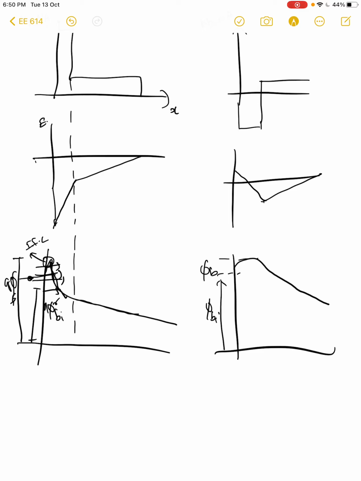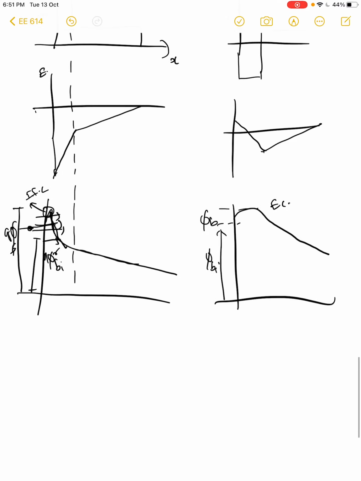So the shape of the electric field, the direction of the electric field here gives you a different slope in the conduction band, right? So the conduction band actually starts to rise before it starts to fall, so giving you a larger or higher barrier than the other case, right? So this is called barrier height adjustment.